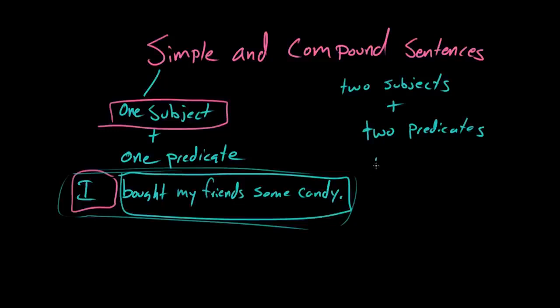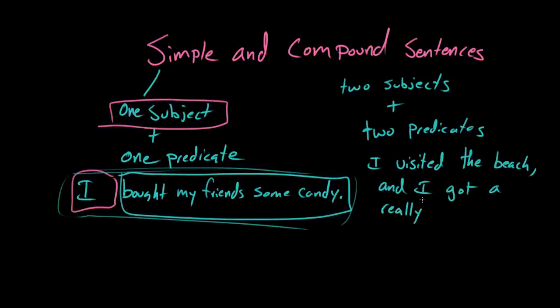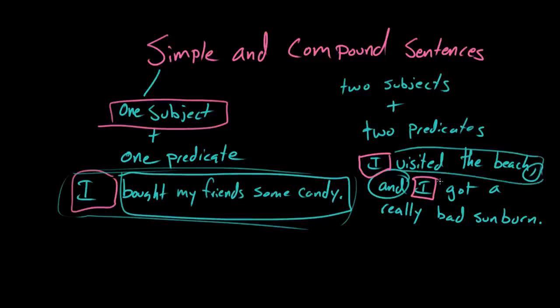So, I visited the beach and I got a really bad sunburn. When we're looking at this, it's really two sentences together, joined by the comma and this and. So we have our subject, I visited the beach, I got a really bad sunburn, and we have our two predicates. I visited the beach, got a really bad sunburn.